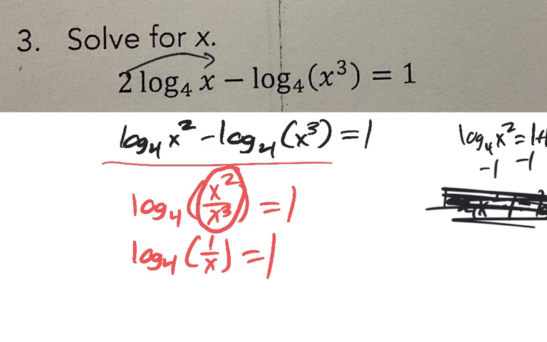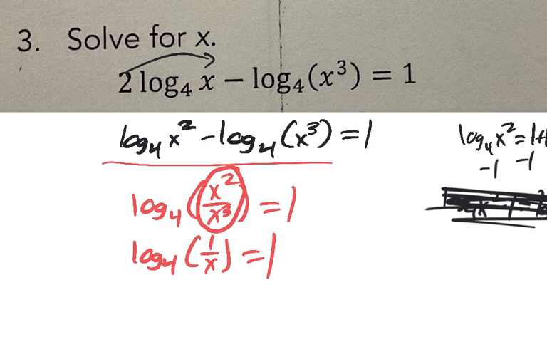When you're multiplying powers, what do you do to the exponents? Well, if this was x to the second times x to the third, what would you get? You add the exponents. Well, you're dividing, you subtract. That's correct. When you divide them, you subtract.